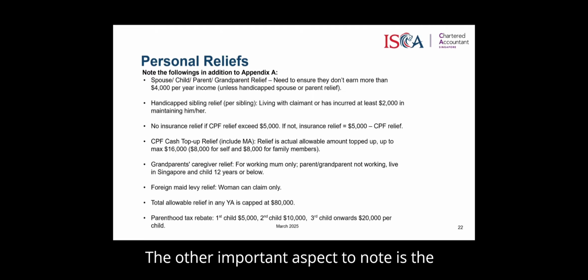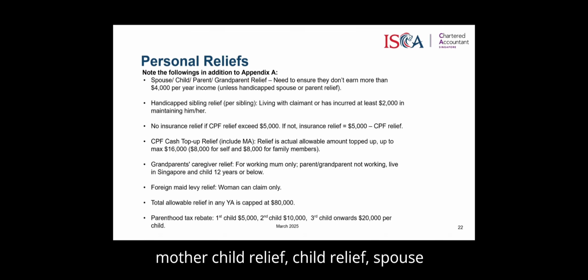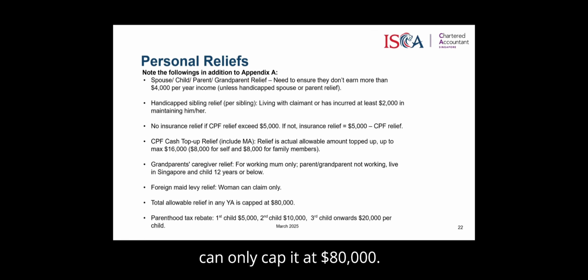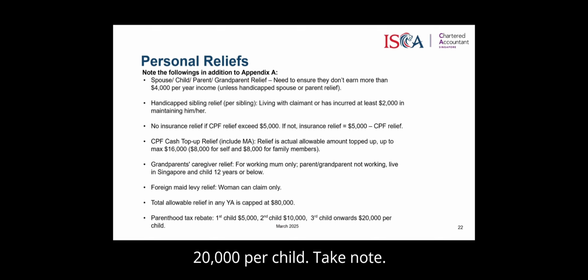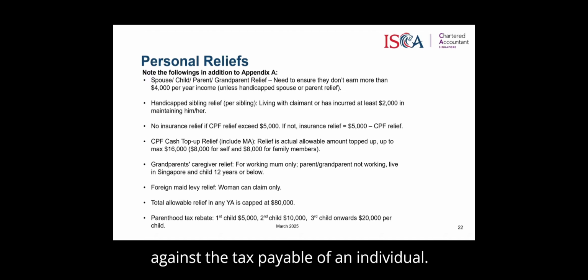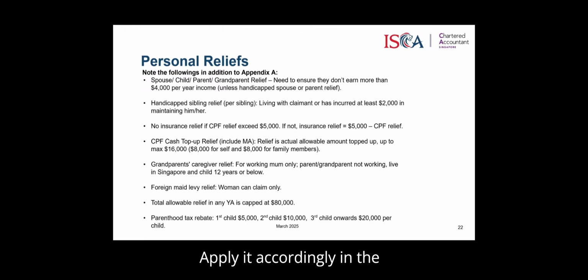The other important aspect to note is the total allowable relief across all categories, whether working mother child relief, spouse relief, and so on. You add up all the relief, and if the amount exceeds 80,000, you can only cap it at 80,000. Lastly, parenthood tax rebate. The first child rebate is 5,000, second child 10,000, third child onwards 20,000 per child. Take note, parenthood tax rebate is not a relief, rather it is a credit that is deductible against the tax payable of an individual. Apply it accordingly in the income tax return.